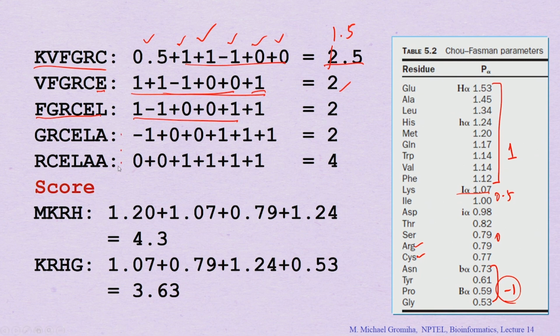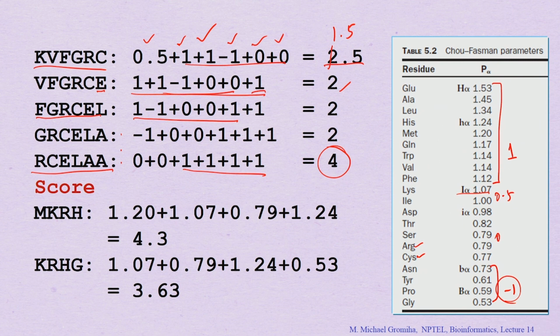Go on adding these numbers. When you go with RCELLA, R equals 0, C equals 0, and all these are 1, because E is 1, L is 1 and alanine is 1. So, the final score is 4. Now, you can identify this segment as an alpha helix.